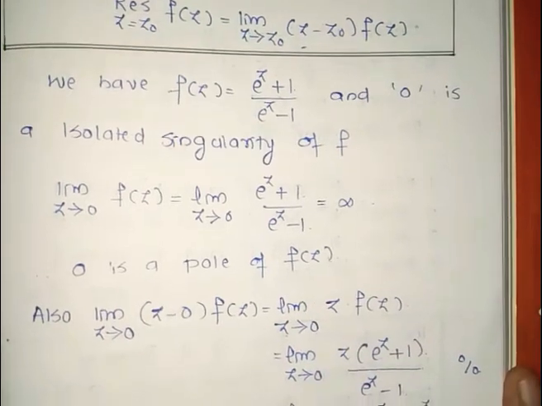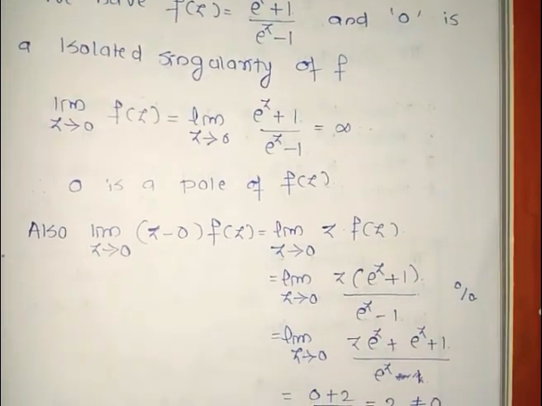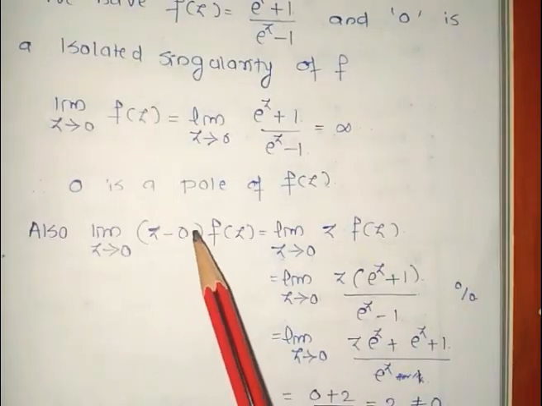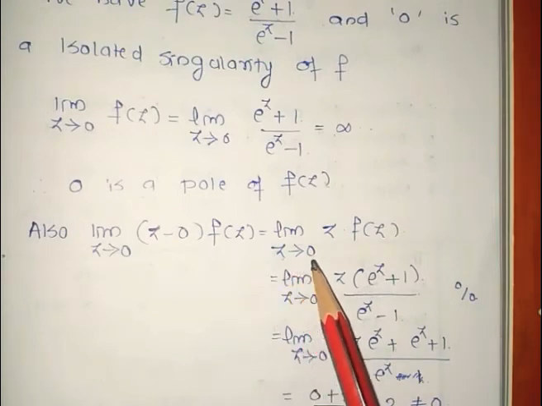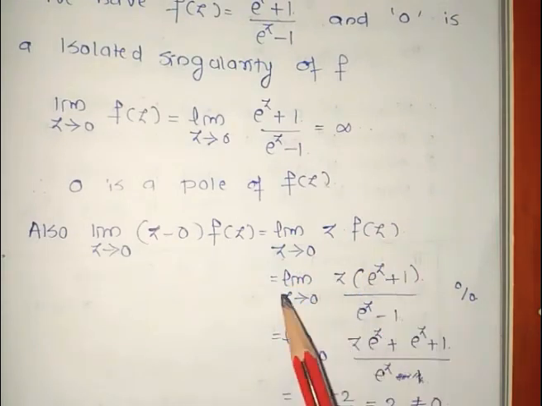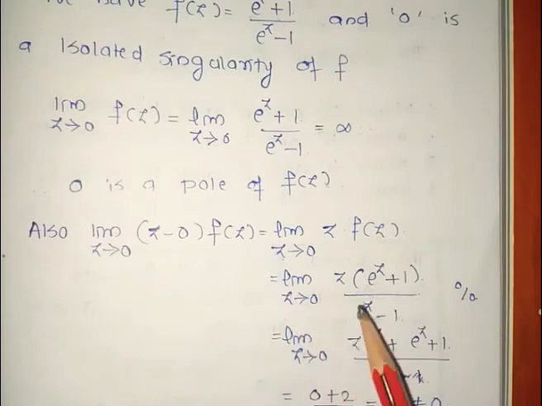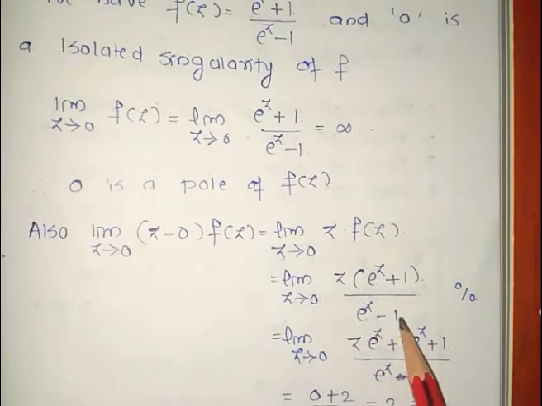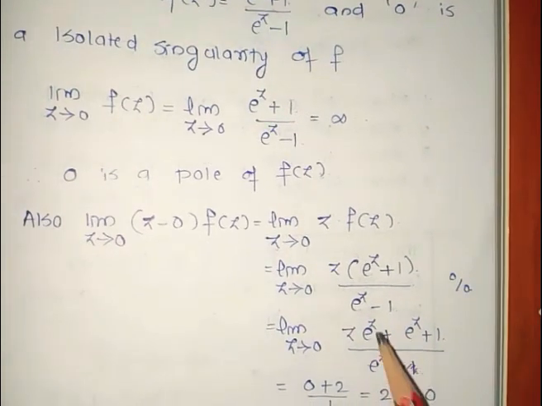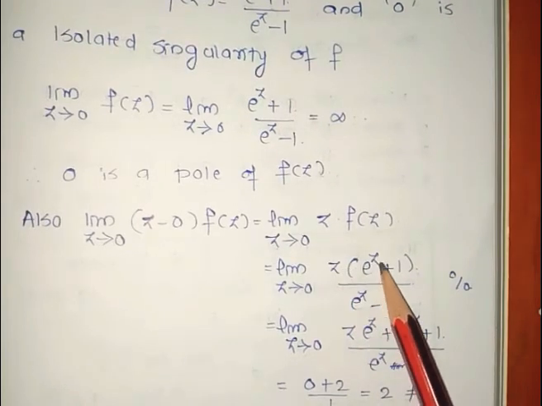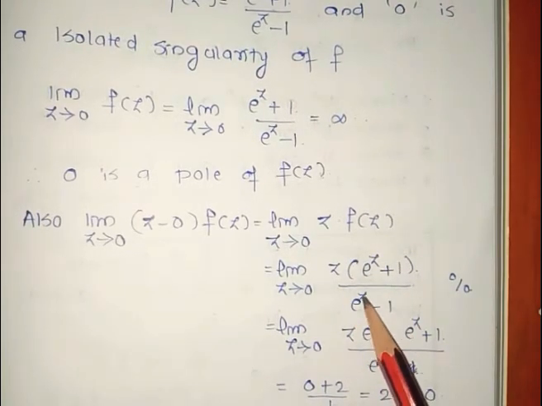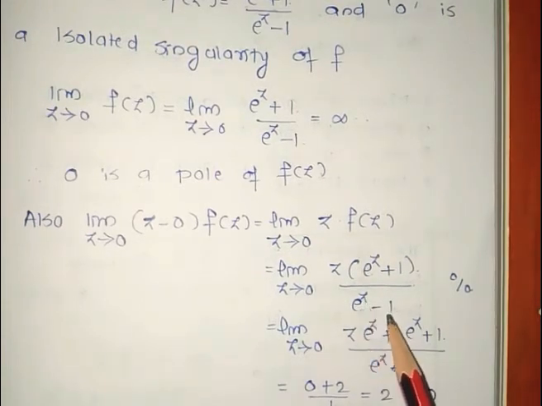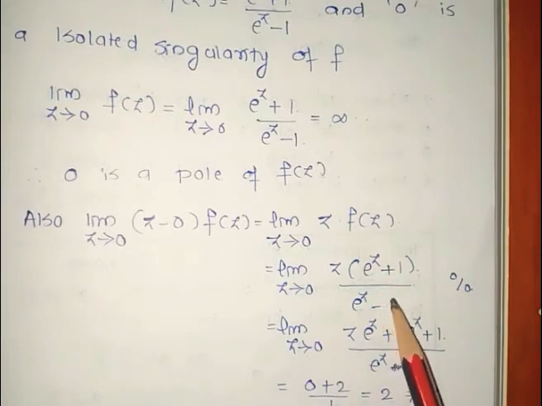Now we want to check also the limit as z tends to 0 of z minus 0 into f of z, which is equal to the limit as z tends to 0 of z into e power z plus 1 divided by e power z minus 1. When we apply the limit, z equal to 0, we get 0 into e power 0 plus 1 divided by e power 0 minus 1, which is 0 divided by 0, so we get the 0 by 0 form.